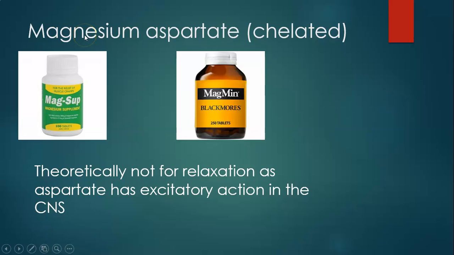Now, another example of the chelated is the magnesium aspartate, which we have as Maxup and the Magmin from Blackmores. We have a note here that theoretically it is not for relaxation, as the aspartate has an excitatory action in the CNS. So the excitatory action in the CNS will offset the relaxation action of the magnesium. So it's better to avoid Maxup or Magmin in case the patient needs some relaxation.